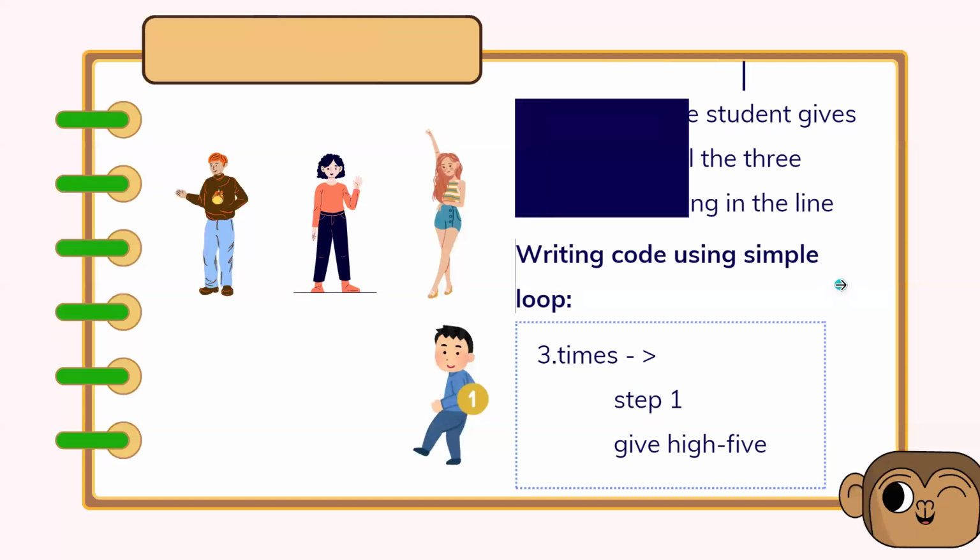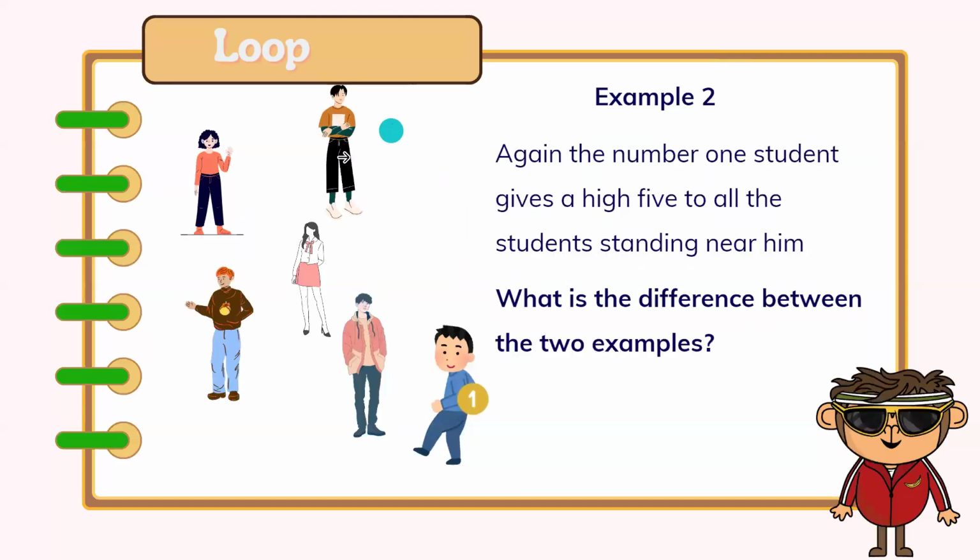You can compare this example one to example two. And again, the number one student gives a high five to all the students standing near him. What is the difference between the two examples?